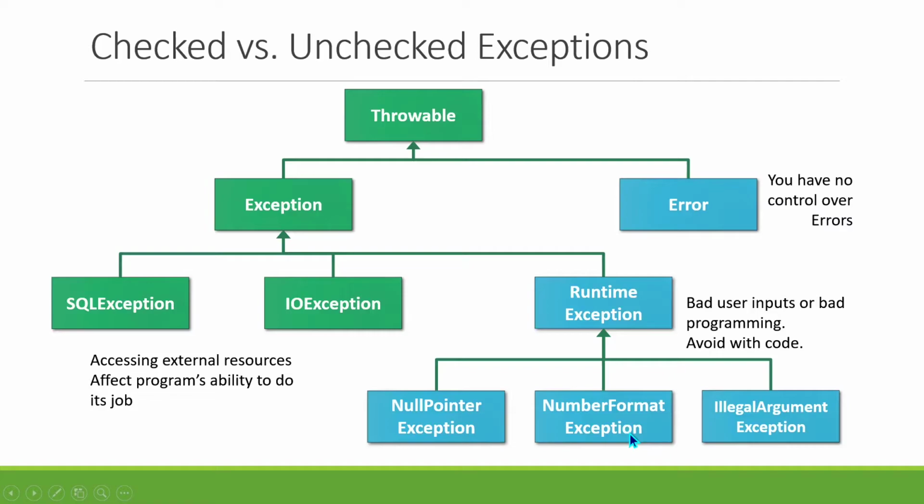NumberFormatException. That's an exception that's thrown from methods like parseInt or parseDouble, and it occurs when you try to pass in a value that cannot be parsed. For example, if you pass a decimal value into parseInt, it'll throw a NumberFormatException. If you pass a string, like some characters, into parseInt or parseDouble, they'll throw NumberFormatException.